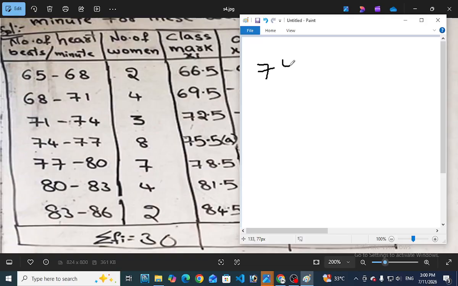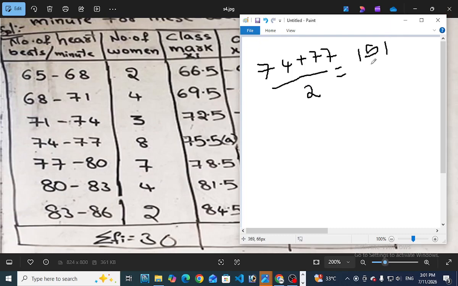Boundaries midpoint, 74 plus 77 by 2 for the next class midpoint. 74 plus 77 is equals to 151 by 2. So 2 sevens are 14, 2 fives are 10, 75.5. So it is the class midpoint of 74 and 77. So we are writing the class midpoint 75.5 as the class mark.